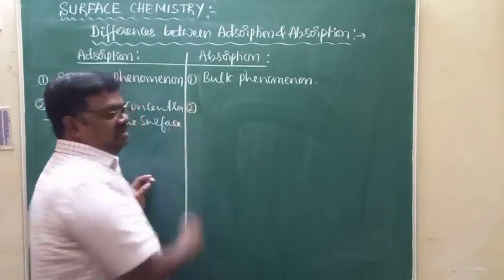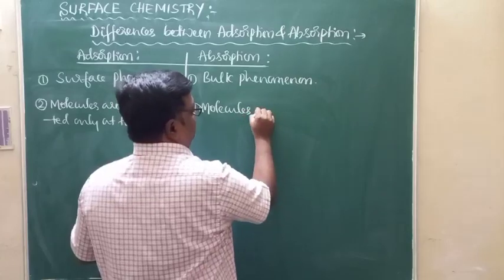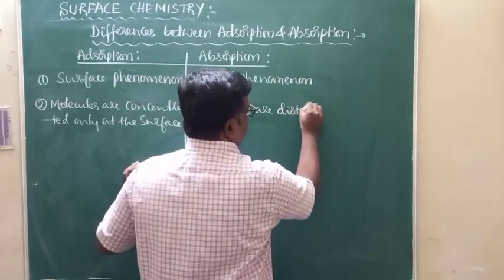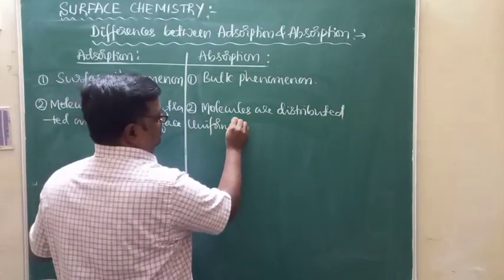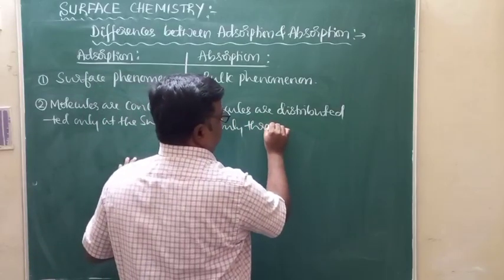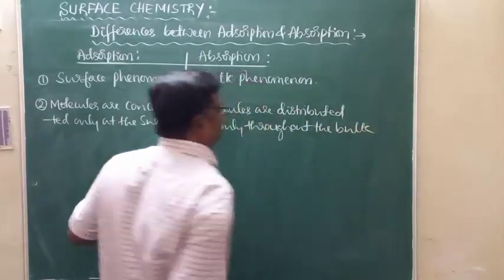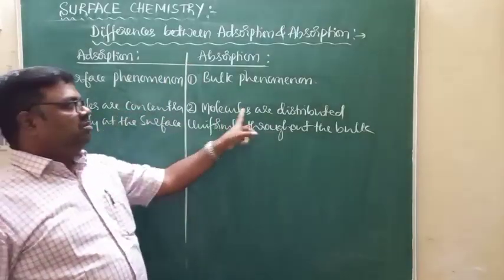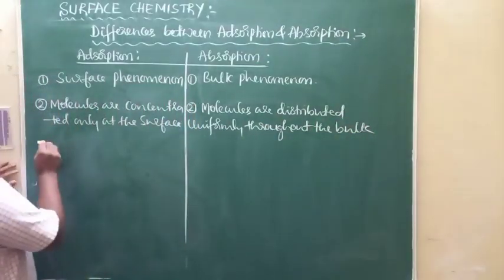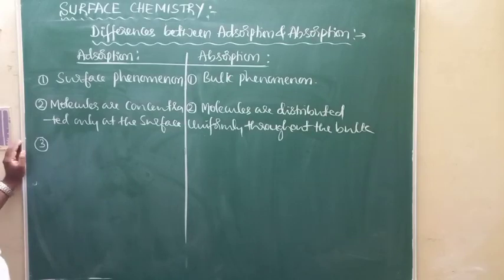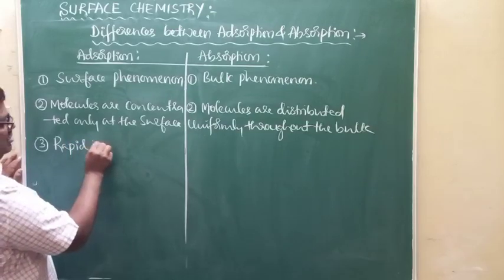Whereas in the case of absorption, molecules are distributed uniformly throughout the bulk of the solid or liquid. That is the second difference. The third difference is adsorption is rapid in the beginning.